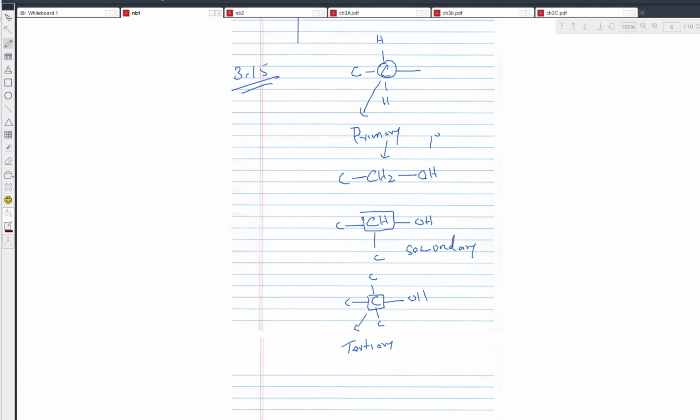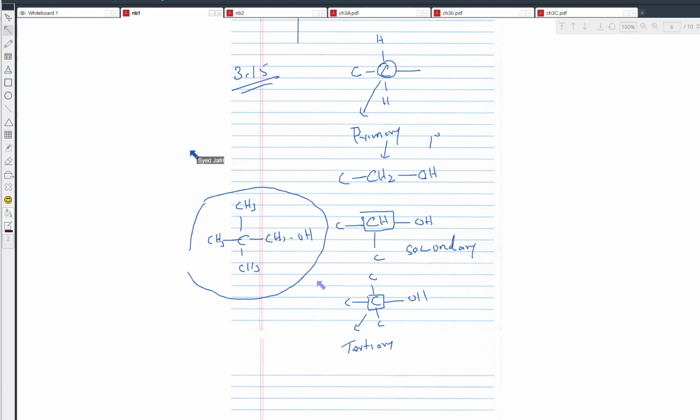Is that clear? Now I'm asking one thing. I am writing here CH3, CH3, CH3, CH2OH. What alcohol is this? Primary, secondary, tertiary? This would be primary, because this carbon is tertiary, but OH is not attached to it. OH is attached to this carbon, which is primary, CH2. Is that clear? Yes, that was a good one.